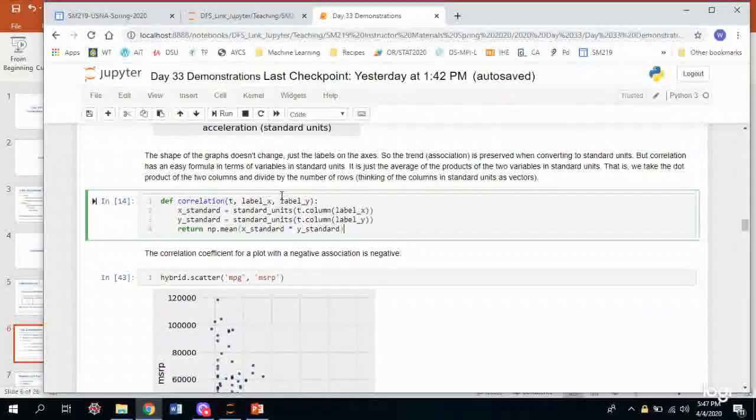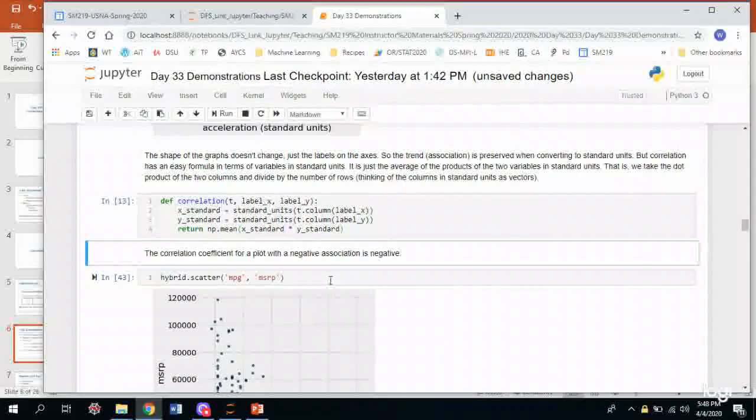Okay, here's a nice correlation function, and it takes a table, T, and a label for the x variable and a label for the y variable. So these are the names of the x and y columns. And it will first transform x into standard units, then transform y into standard units, and then it will compute the average of the dot product, the component-wise product of the x and y in standard units.